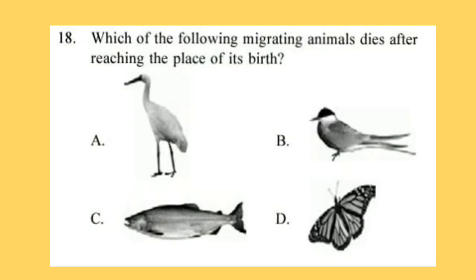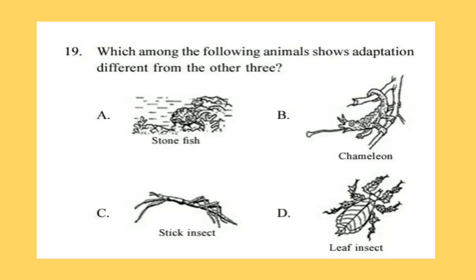Question 18. Which of the following migrating animals dies after reaching the place of its birth? Select your answer. Look at the pictures carefully. Question 19. Which among the following animals shown adaptation different from the other three? Stonefish, chameleon, stick insect and leaf insect are given here. Choose your answer. The animal which shows adaptation different from the other three. Write it down.